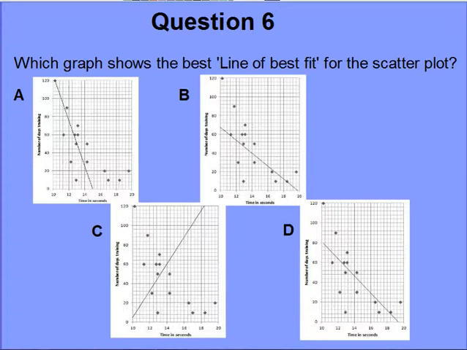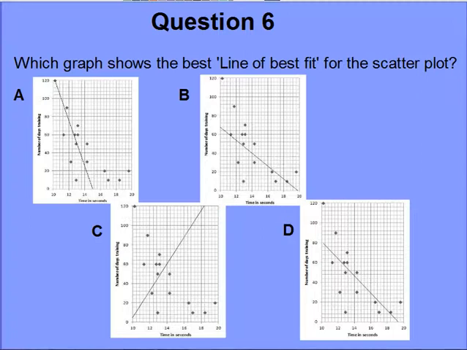Which of these graphs shows the best line of best fit for this scatter plot? Hopefully you can tell that it's not answer C. Answer A only has 3 dots to the left of our line of best fit and many more than 3 dots to the right of our line of best fit, so it can't be A. The choice is between B and D.